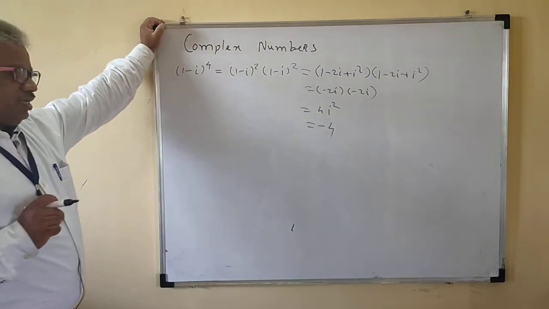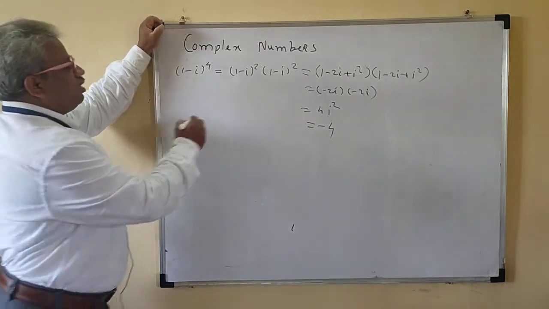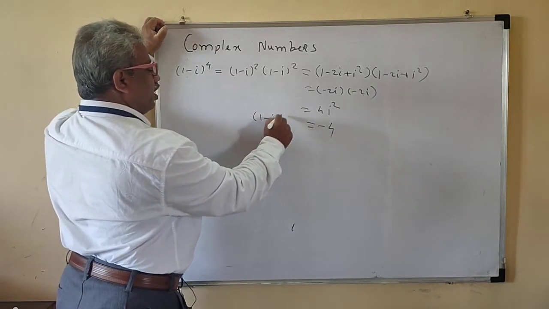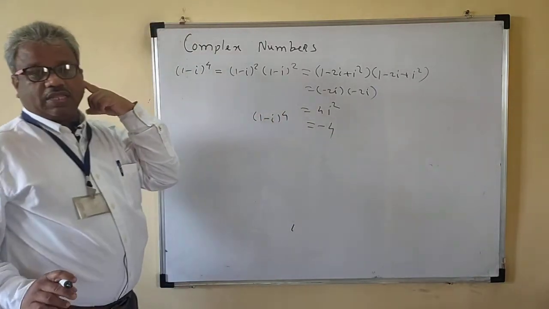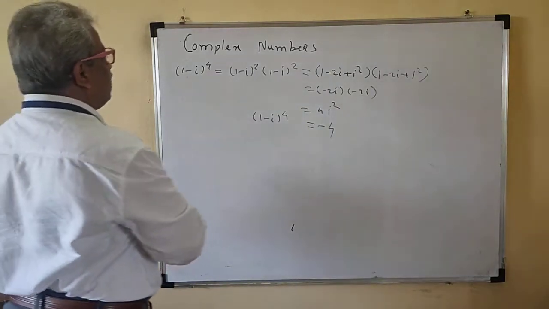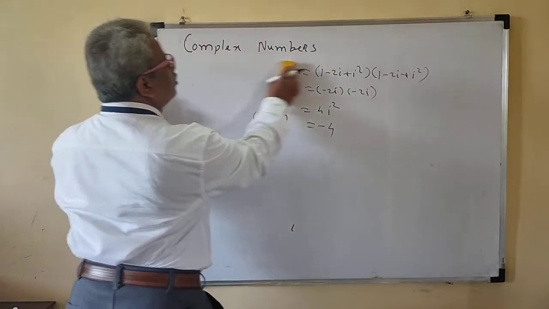So easily you can write this. Remember that (1 − i) raised to 4 is equal to −4. So you may remember this, or you can evaluate this.